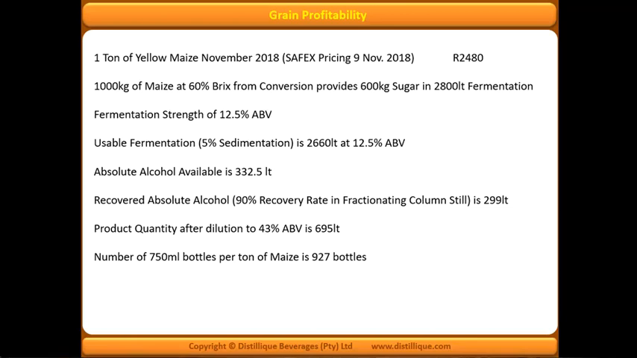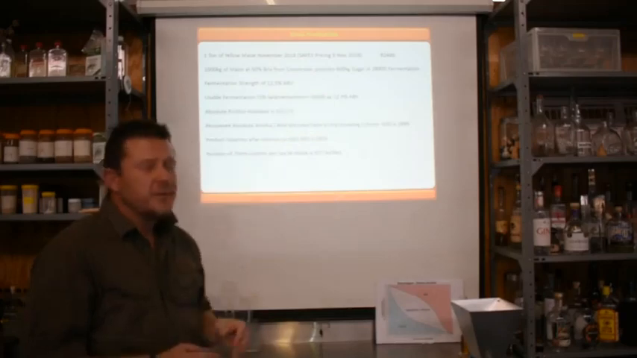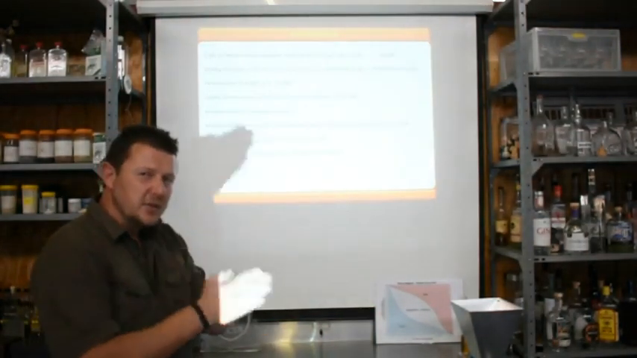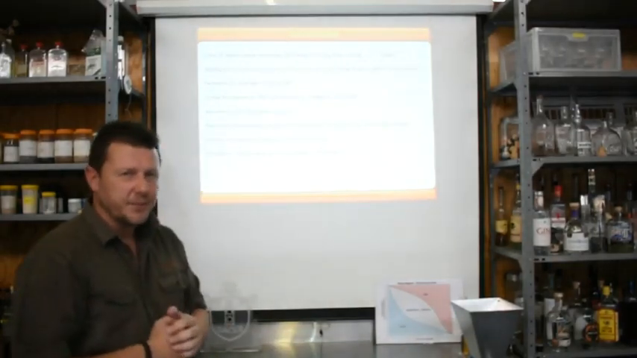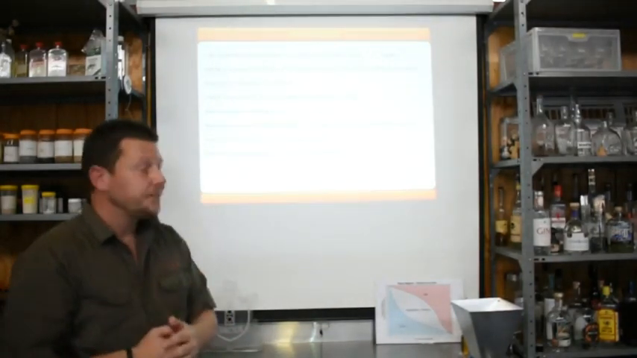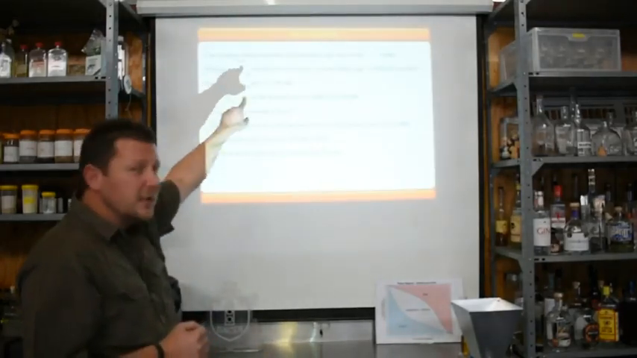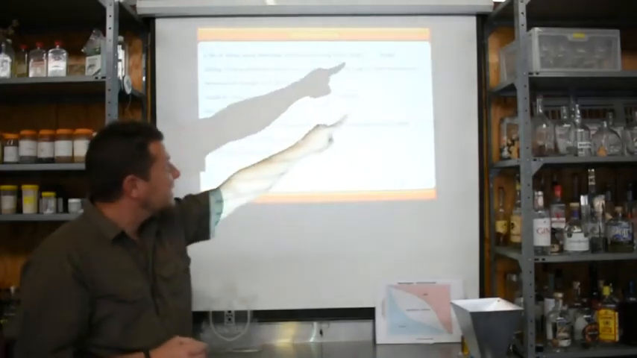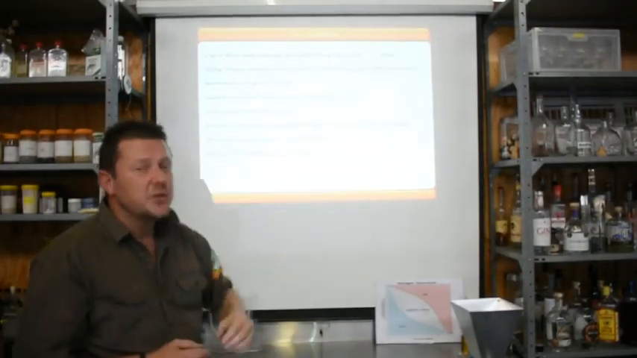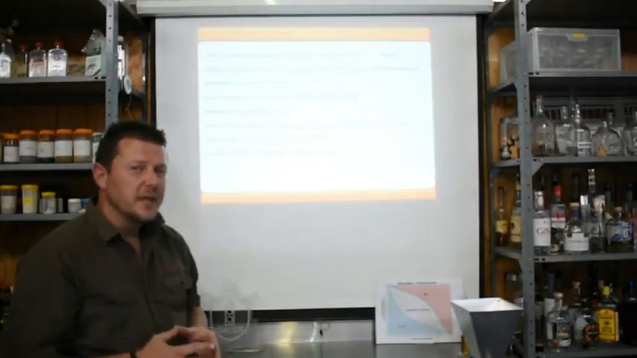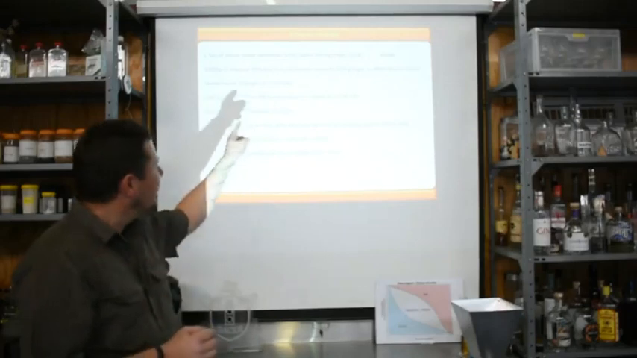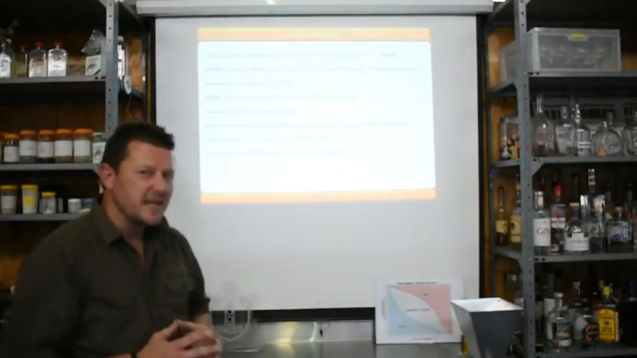1 ton of yellow maize delivered in November 2018, based on the current SAFEX pricing, is 2,480 Rand. So if you sell your 1 ton of grain, you're going to get 2,480 Rand for it. Now if I turn that 1,000 kilograms of maize into alcohol, it will give me 60 brix after conversion. That means there's 600 kilograms of sugar in a 2,800 litre fermentation, which will give me a fermentation strength of 12.5% ABV.